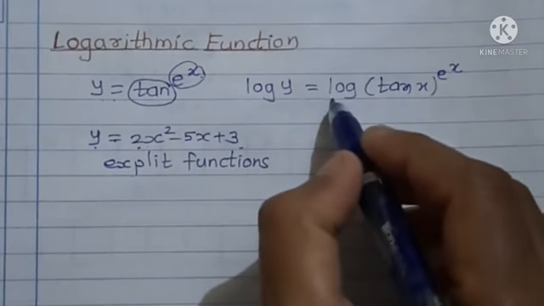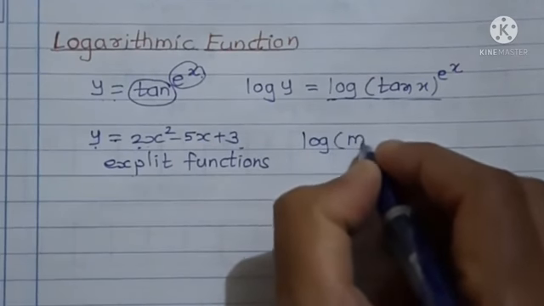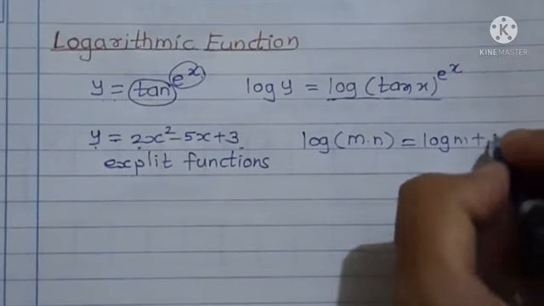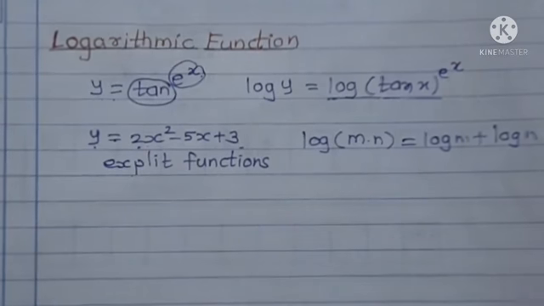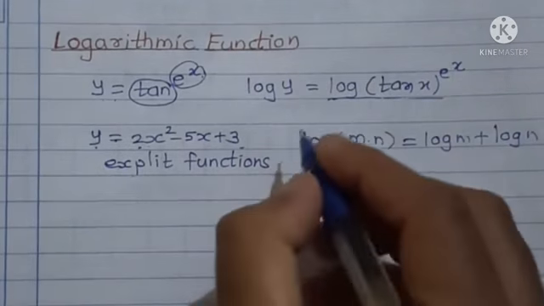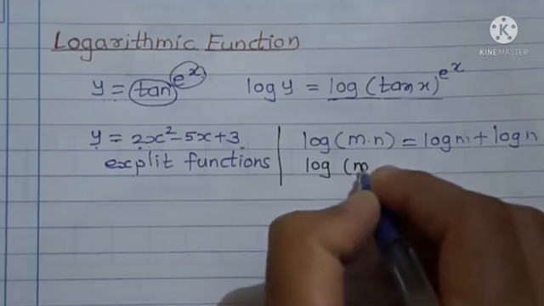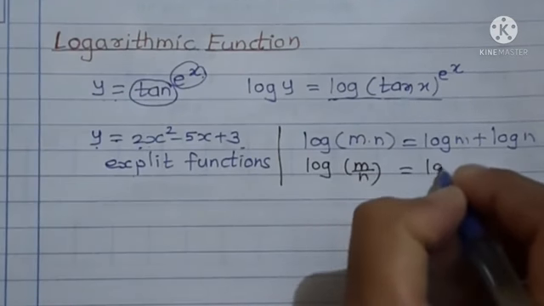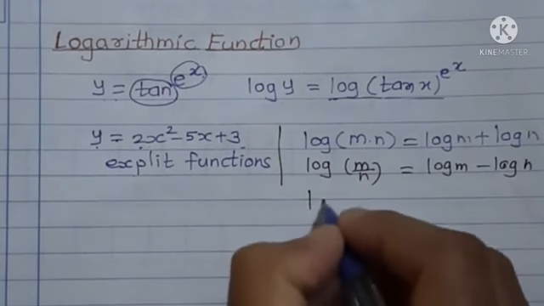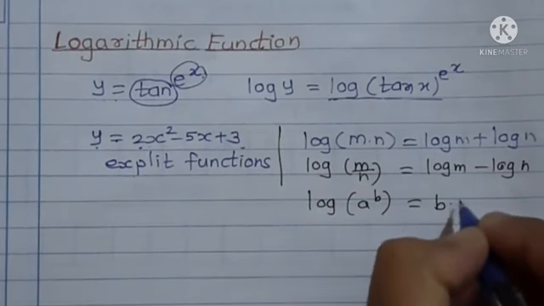Now you know the logarithmic rules. First is log of m into n is equal to log m plus log n. This is the first rule for logarithms. Then what is the second rule? Log of m upon n is equal to log m minus log n. And the third rule: log a raised to b is equal to b into log a.